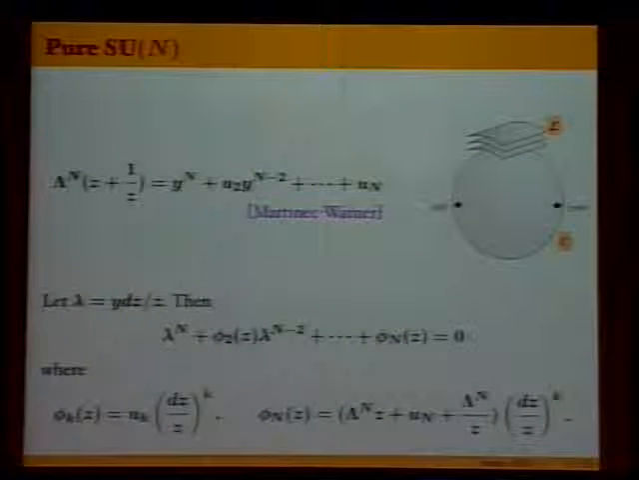But phi n behaves slightly differently because of this z plus 1 over z. So the thing you need to remember is that phi k for phi 2 to phi n minus 1 behaves like just 1 over z to the kth. But the last one behaves slightly badly. That's the important thing which produces the asymptotically free theory.